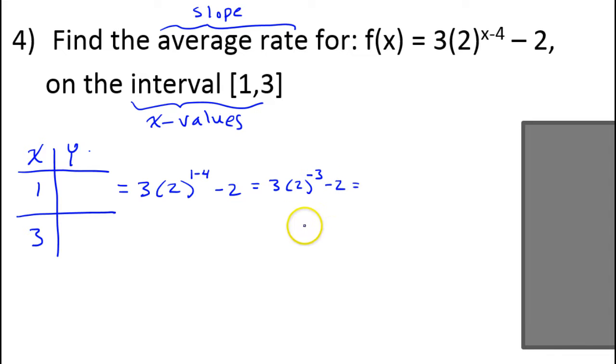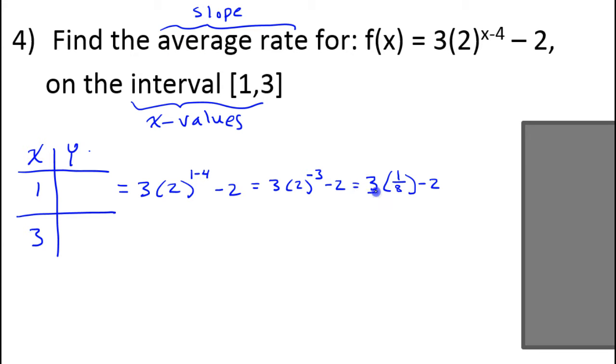Well, what do I do with this? Please remember that 2 to the negative 3 power means 1 over 2 to the third power. And then 2 to the third power is 8. So this is 1 over 8. So that's what we have right here. So that means we have 3 times 1/8 and then minus 2. Alright, so this is getting a little bit ugly, but let us persevere.